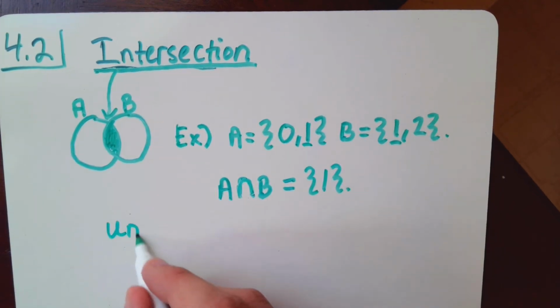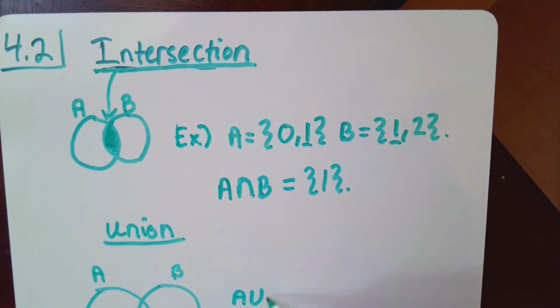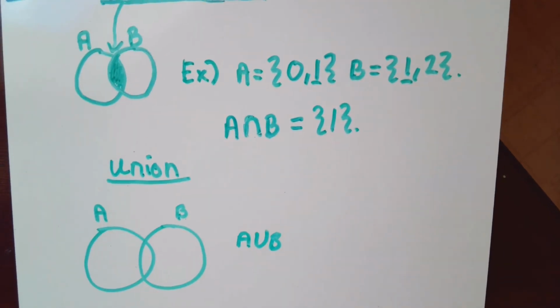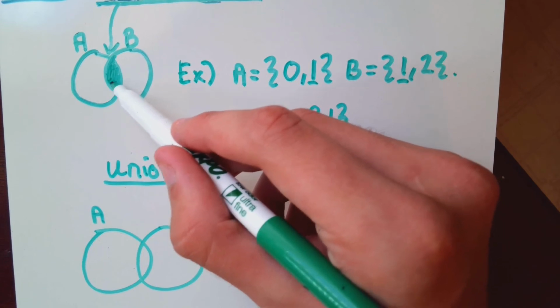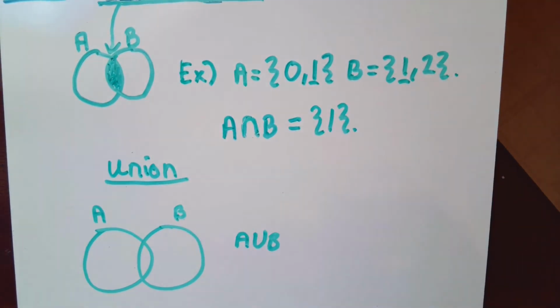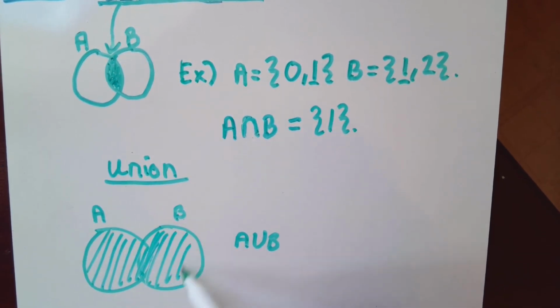So now let's talk about union. Unions basically take everything. Let's say we have another Venn diagram. A union B is in a way the opposite of intersection, and this is what I mean. Intersections always take what's in common, right? It's just the smaller part. Well, unions collect everything. So if we have A union B, that's shading every single part of the two circles.